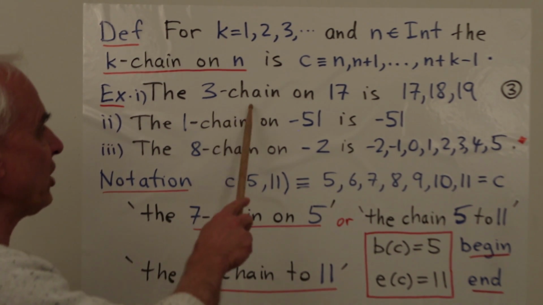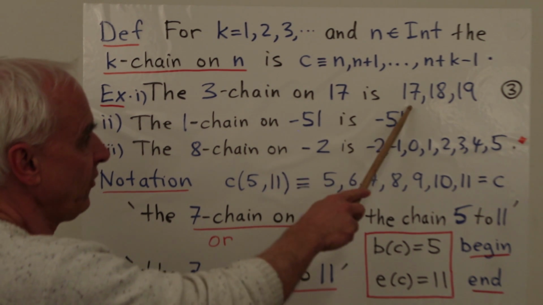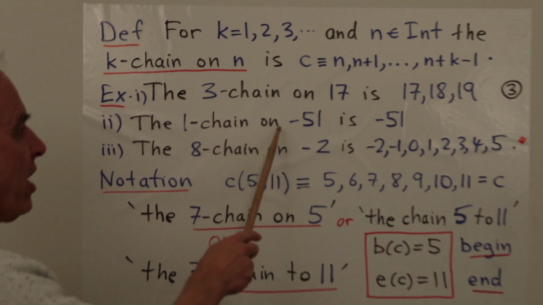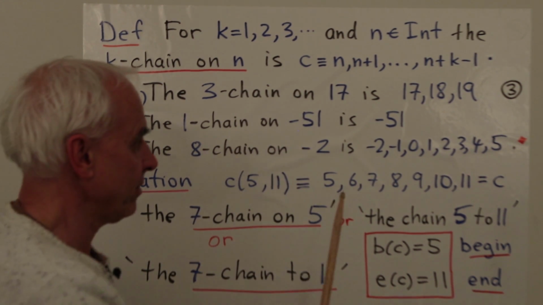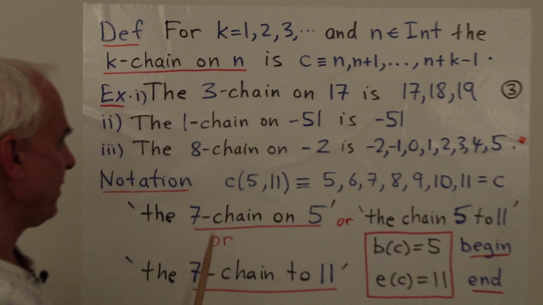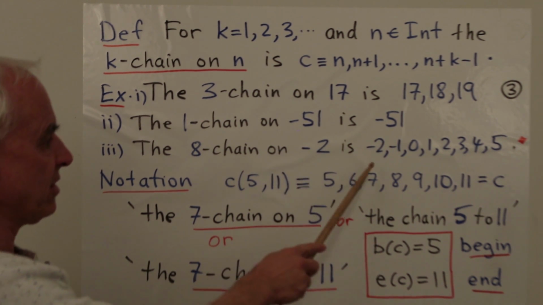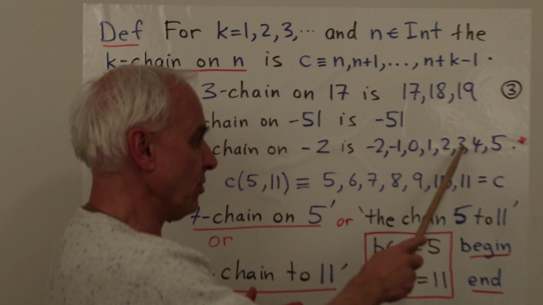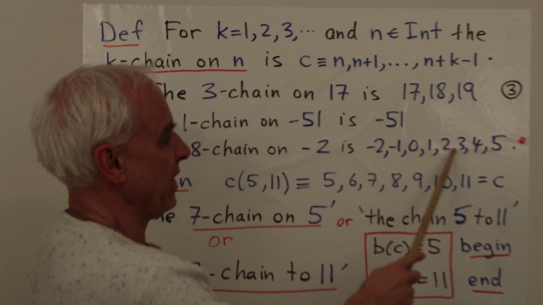So for example, the 3 chain on 17 is 17, 18, 19. The 1 chain on minus 51 is just minus 51. The 8 chain on minus 2 is minus 2, minus 1, 0, 1, 2, 3, 4, 5. 8 of them all together.